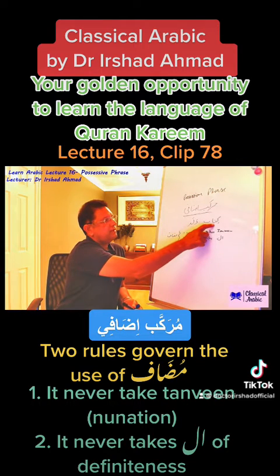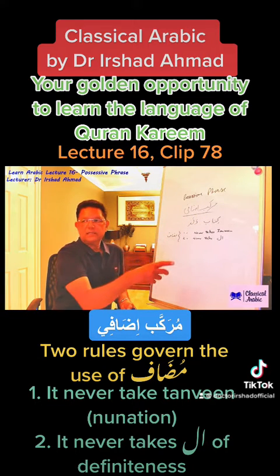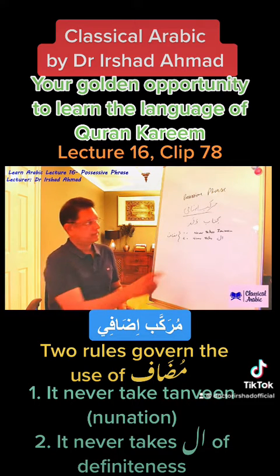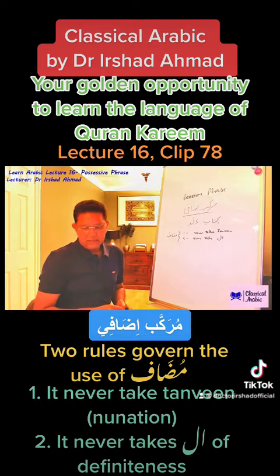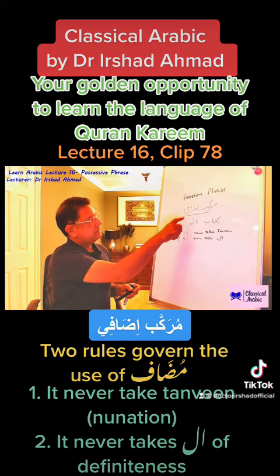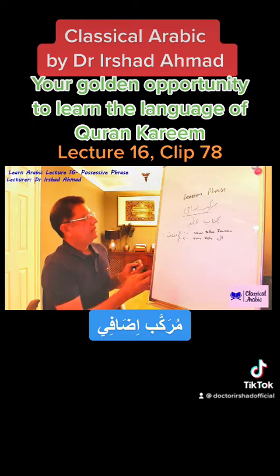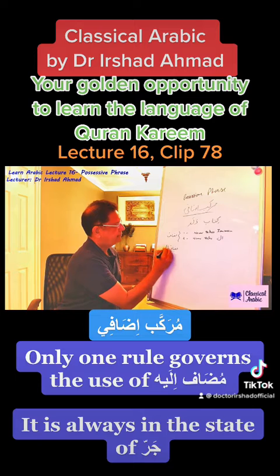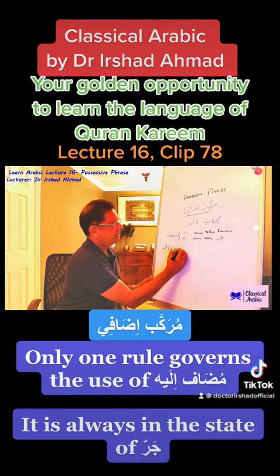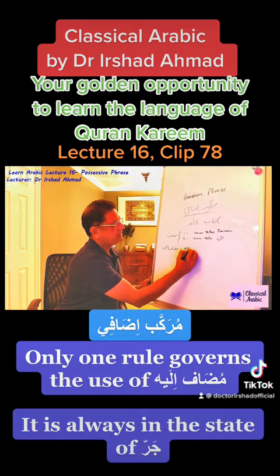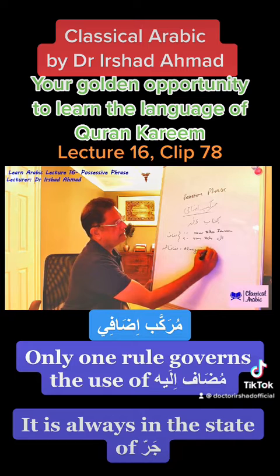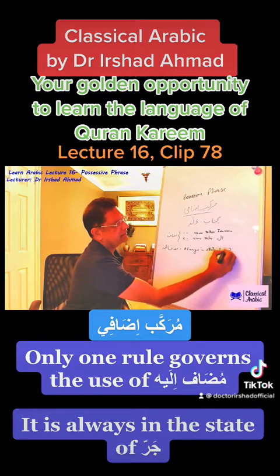So this kitab could be kitabu, kitaba, or kitabi, but in this construction it cannot be kitabun, kitaban, kitabin, or al-kitabu, al-kitaba, al-kitabi. And there is only one rule which governs mudaf ilayh: mudaf ilayh is always in a state of jar.